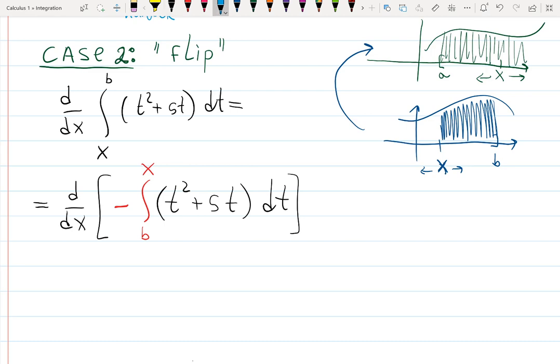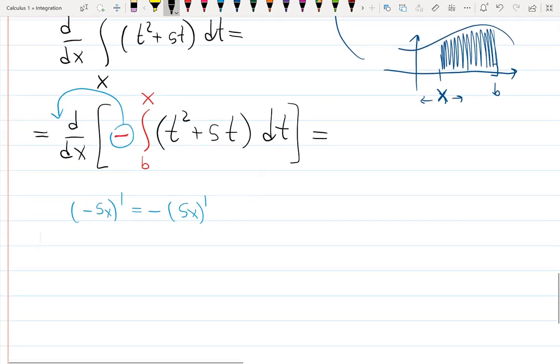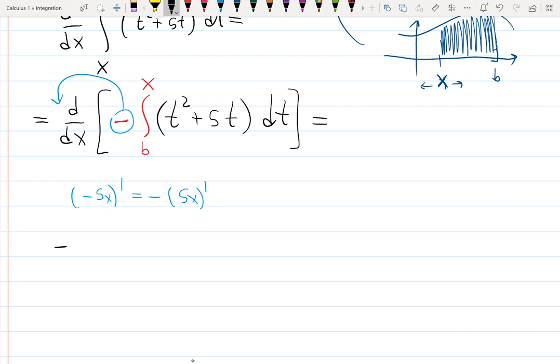Also, properties of derivatives tell me that I can kick this constant outside of the differentiation, because the derivative of minus 5x is the same as minus the derivative of 5x, right? So that's the same thing. Then the rule will still be the same. Minus will be outside. And then case 1, just plug in.